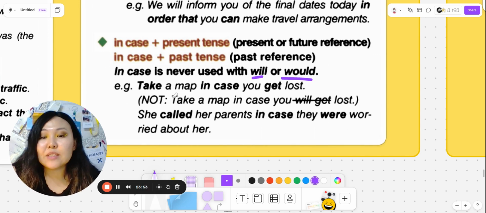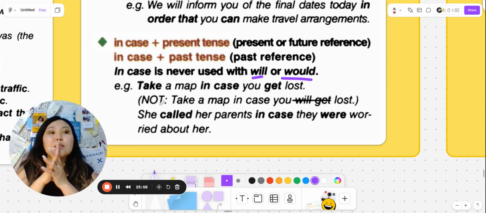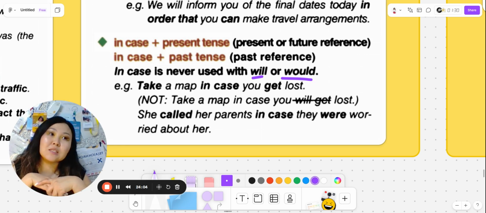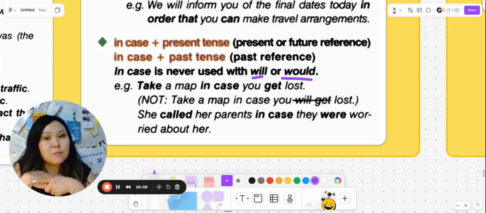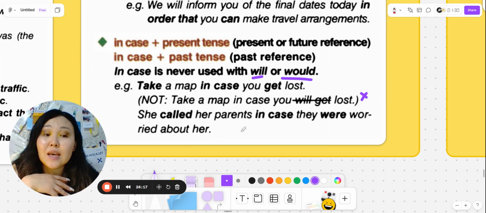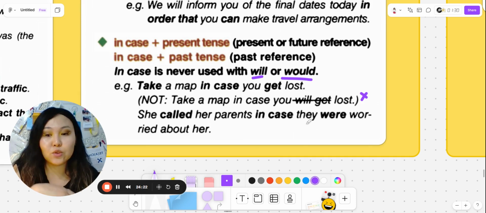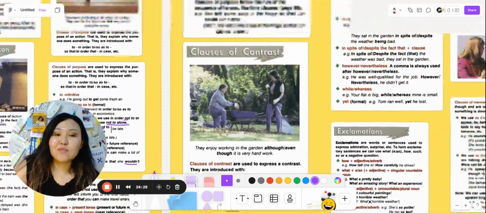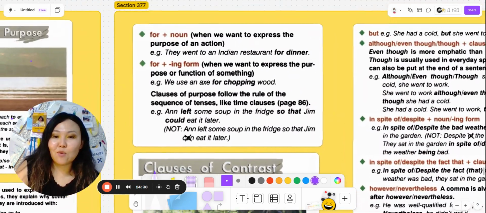Next one. Yeah, example. Take a map in case you get lost. It's like in case you get lost, and you can't say in case you would get lost, because it's not something that is planned. And like, yeah, take a map in case you will get lost. It doesn't work like this. She called her parents in case they were worried about her. So in case they were worried, but not future tense, not will, no would. Okay, so that was fast too, but okay, some more.